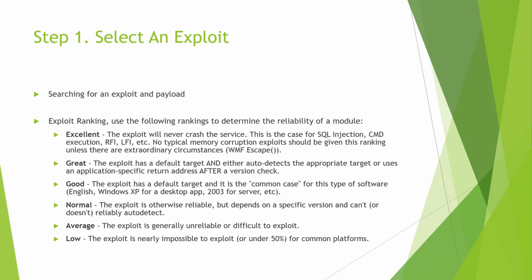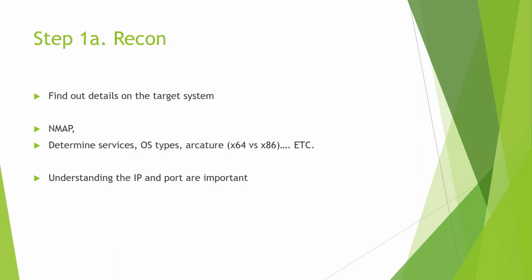So how do we work with searching and finding exploits? First of all, we have to find details about our target system. I already said this earlier about reconnaissance. Maybe we're using Nmap to determine our services, OS types, or our architecture. We're going to be looking at specific details. Maybe we're looking at IPs, port numbers, things like that. So let's jump into our Kali and let's do some basic reconnaissance and basic searching.